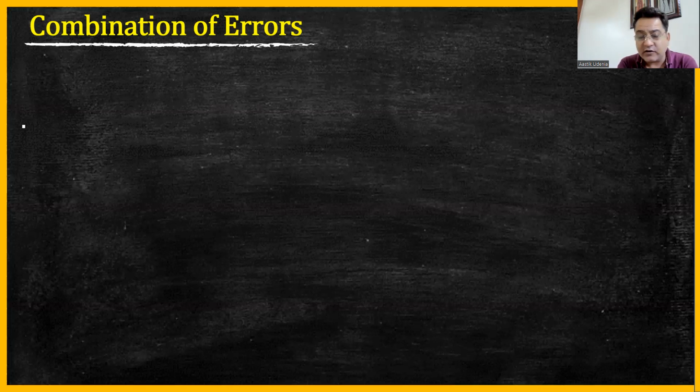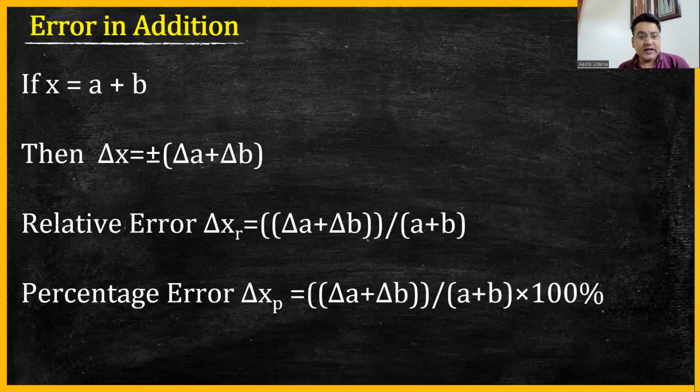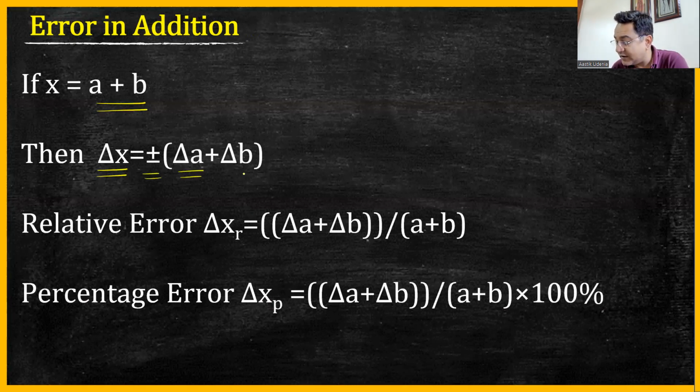Then how do you find out the errors in combination? The first thing is error in addition. If a quantity is the addition of two numbers a and b, the error in the addition will be plus or minus the error in a plus the error in b. Remember, errors are always added, errors are never subtracted. Do we understand this? Yes, sir.